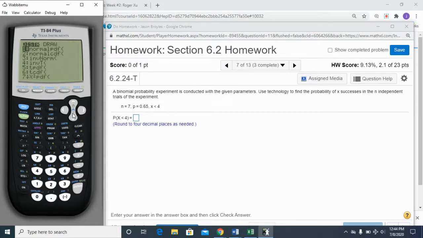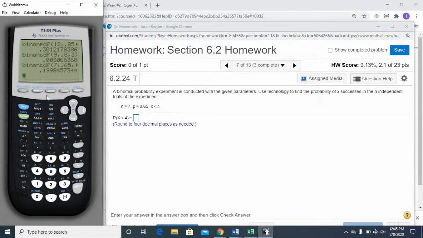So if I do binomial CDF again, trials is 7, probability is 0.65, and then the x value. If I put in a 4 right here, it's going to be adding up the probabilities for 0, 1, 2, 3, and 4. That is not what I want to do because this is saying strictly less than 4. I don't want to include the 4. So I just want to add up the probabilities for 0, 1, 2, and 3. So I'm going to put a 3 in again for this one and hit paste.